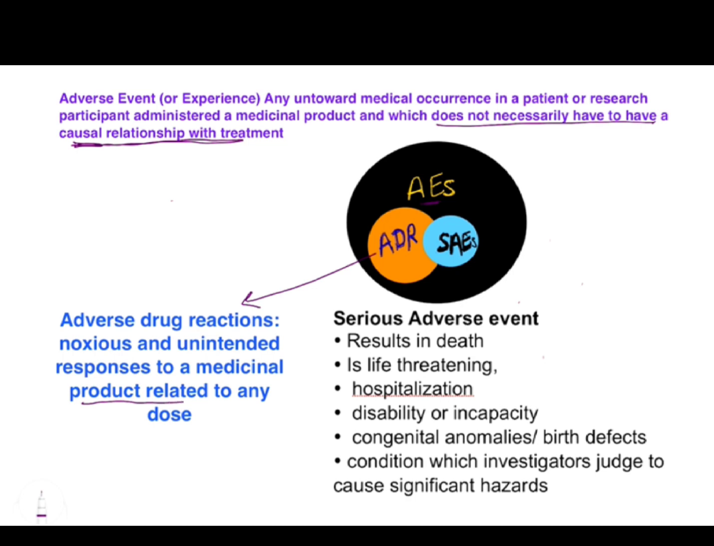So now, how is it different from an adverse drug reaction? An event may have a relationship with a medicinal product or not. But when it comes to an adverse drug reaction, what makes the difference is that it is suspected to have a relationship with the medicinal product. So the big bubble that you are seeing here is adverse events, and under this there will be a handful which may have a relationship with the medicinal product, so they will turn out to be adverse drug reactions.